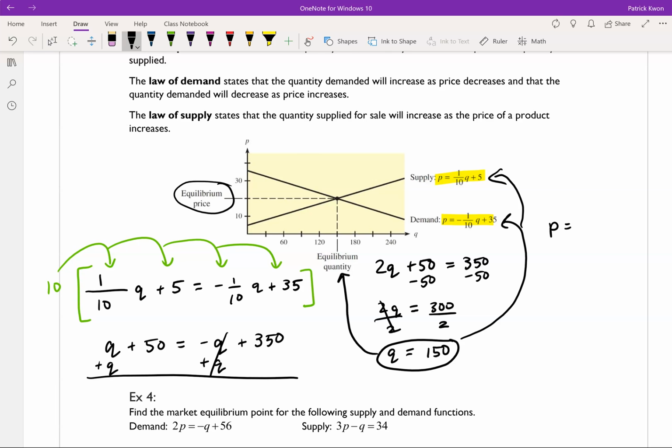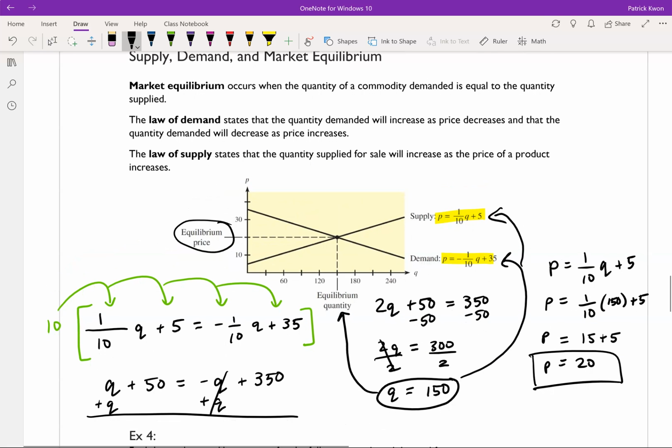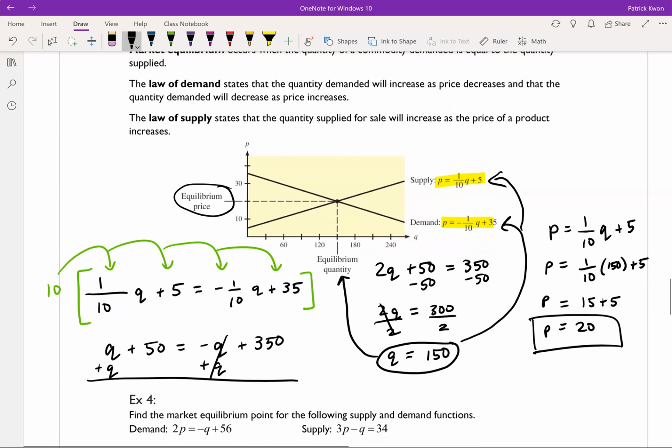So P equals 1/10 Q plus 5. Now I'm going to plug in the 150 that we got. And if I simplify that, 150 divided by 10 is 15, plus 5. And so that does give us the price that we want. So that was just us basically solving for the market equilibrium point.